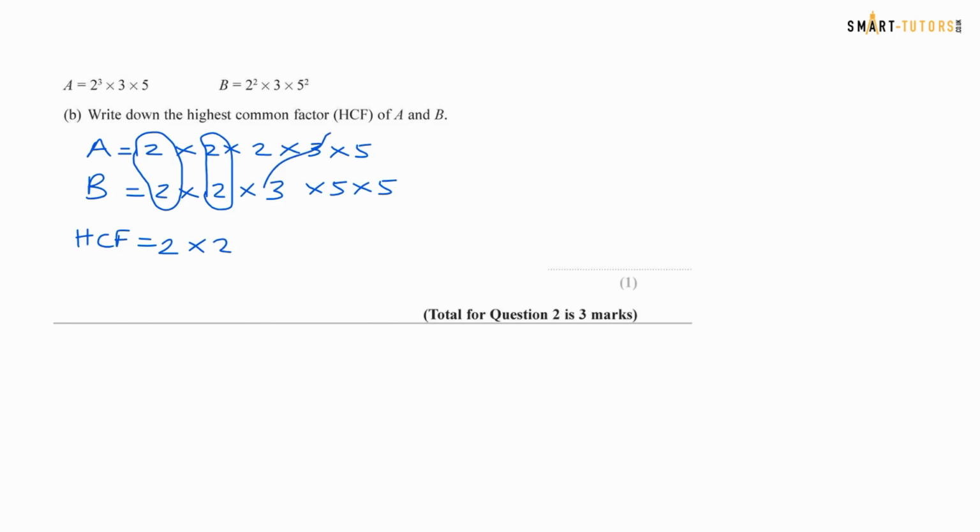So 2 times 2. There is no pair of 2, there is a pair of 3, so times it by 3, then you can have another 5. For the highest common factor, we are not multiplying the 2 and 5, only the factors with the pairs. So 2, 2, 3, 5. So 2 times 2 is 4, 4 times 3 is 12, 12 times 5 is 60. So our final answer is 60.